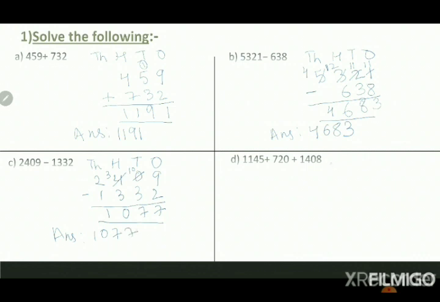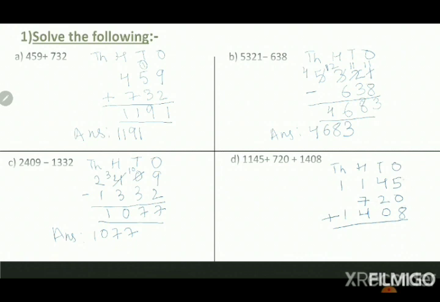The D part, again let's arrange in the columns. Okay, 1145 is given, then 720, 700 it is given, so 7 will go in the hundreds column because it is 700, then 20. Next one is 1000, so 1 will go in the thousands column. 400 will go in the hundreds column. 0 and 8. 1408. There are three numbers which you are going to add.